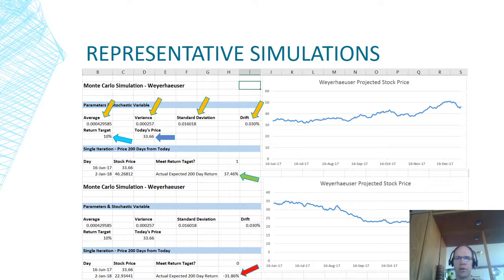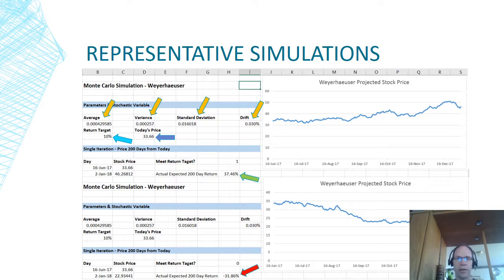Okay, and so I've just included here two representative examples of some of the simulations of that future stock price. And you can see this one, well, it looks pretty good. It's telling me that I can expect after 200 days to have a 37.5% increase in that stock price, which would be totally awesome. I think anybody would sign up for that.